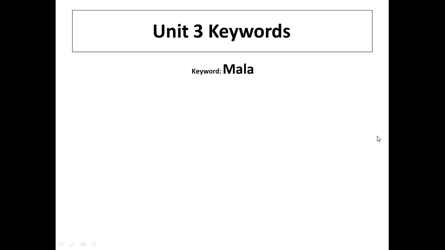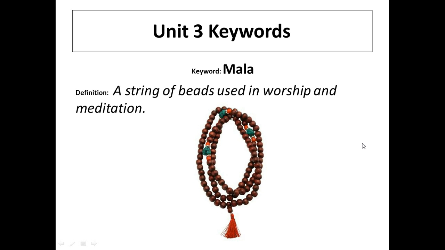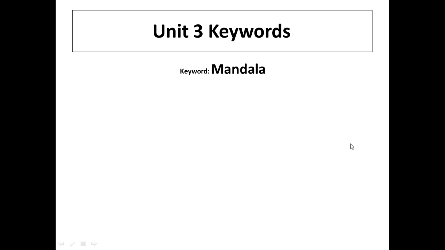The first keyword you need to know for the exam is mala, which is defined as a string of beads used in worship and meditation, prayer beads basically, and that is an example of what a mala looks like. The next keyword for Unit 3 you need to know is mandala.